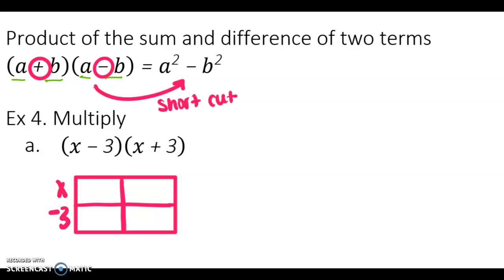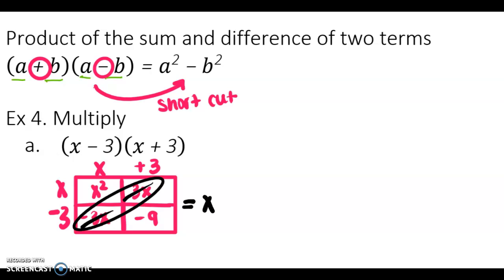X minus 3, x plus 3, and so that's going to give you x squared here, 3x here, minus 3x, and then minus 9. So if you notice, the diagonal terms, which are like terms, they cancel each other out because one's 3x and one's a negative 3x. So those are going to cancel each other out, and all you're left with is x squared minus 9. So that's the box method. Let's move on to the shortcut.